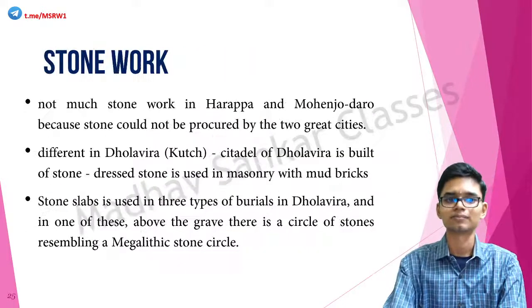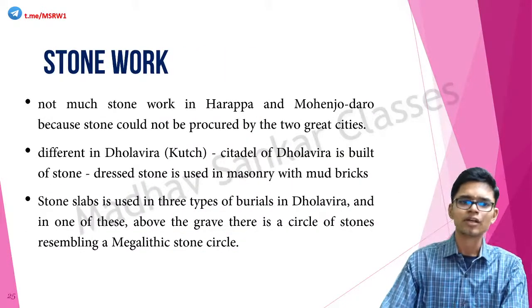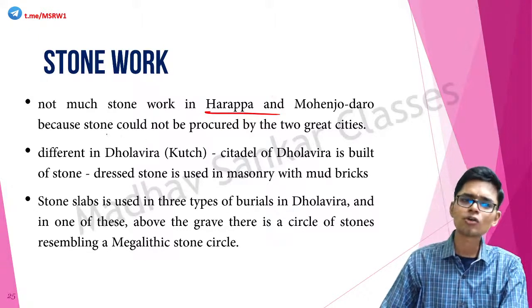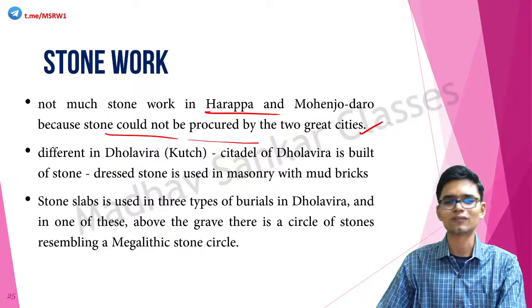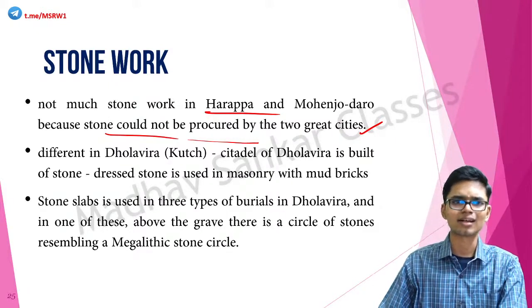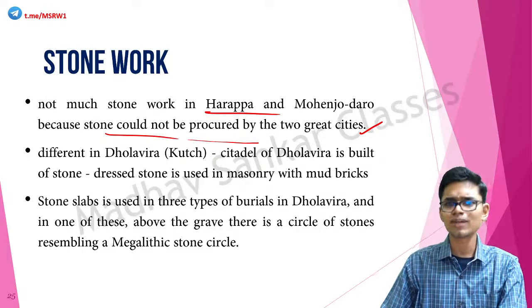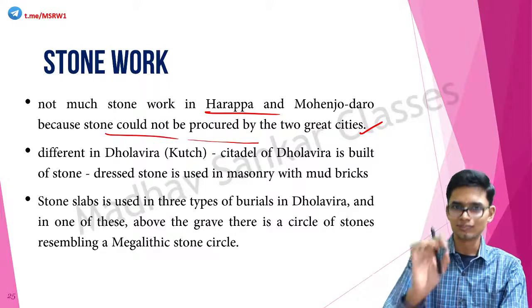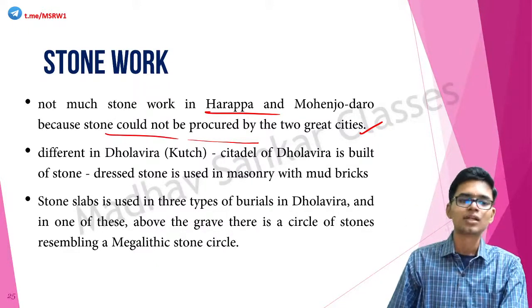Stonework. We did not come across much stonework in Harappa and Mohenjo-daro because stone could not be procured from either of these sites. We do not have much stone; most of it is terracotta, clay, etc. Stone is not so prevalent here, so we do not come across many stone structures. That doesn't mean there is no stone structure. Comparatively, very few.